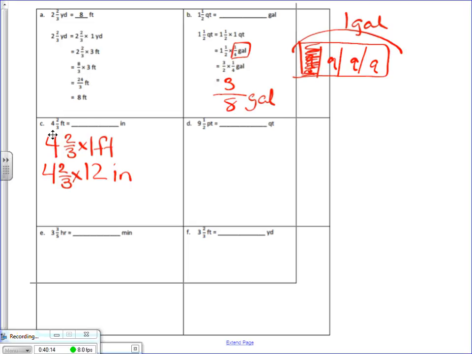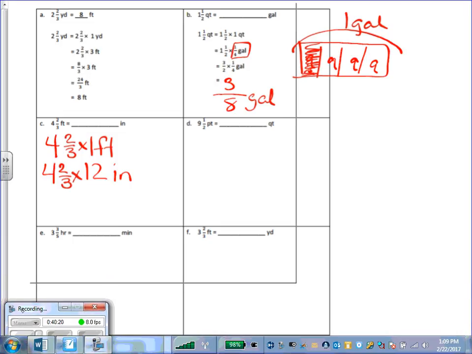So it should be 4 2/3 times 12 inches because we're going from a big unit to a small unit, which means we're multiplying. We are not dividing. We did both in our practice. You have to be able to figure out which one you're doing. If you're dividing, like the last one, that's when you do a fraction. We're not dividing. We're multiplying, so we're doing it by a whole number.